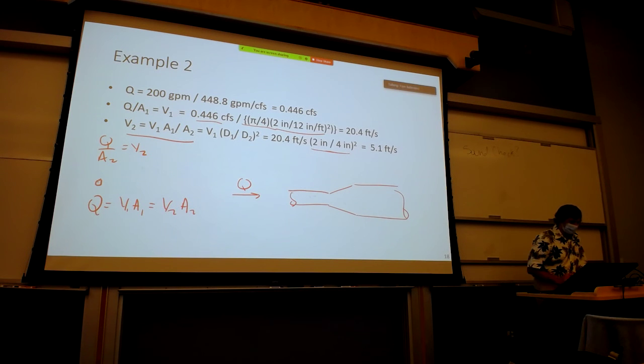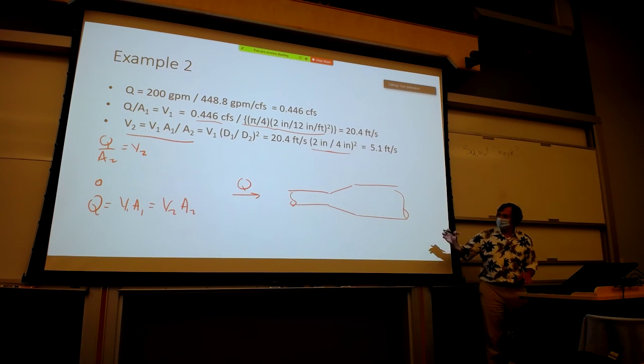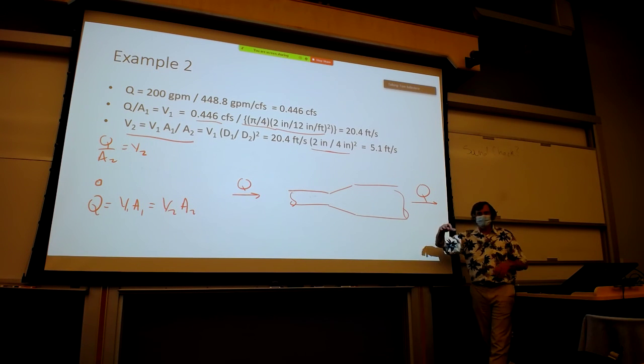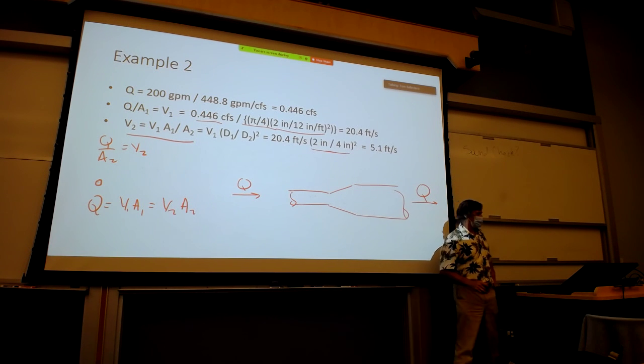I'm going to put a 0. I just wrote Q is equal to V1A1 is equal to V2A2. I'm going to put a 0 above the Q. What do I mean by that? It's not changing. As we move through the system, Q is not changing.